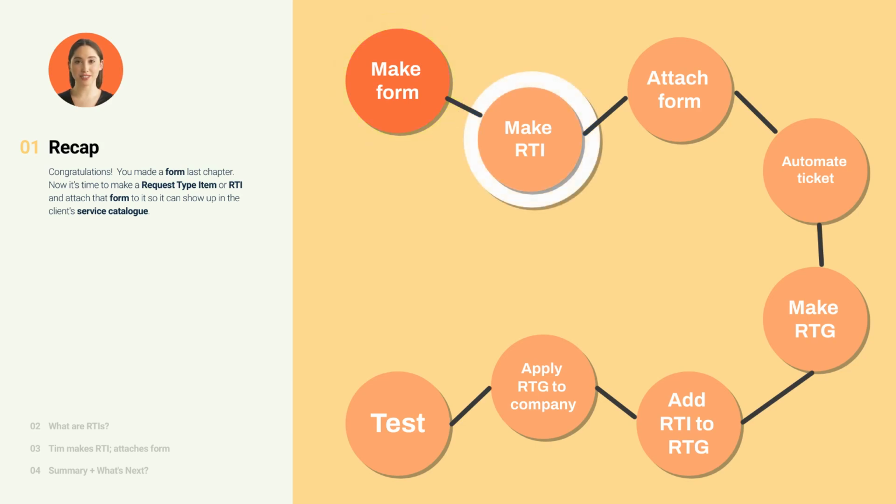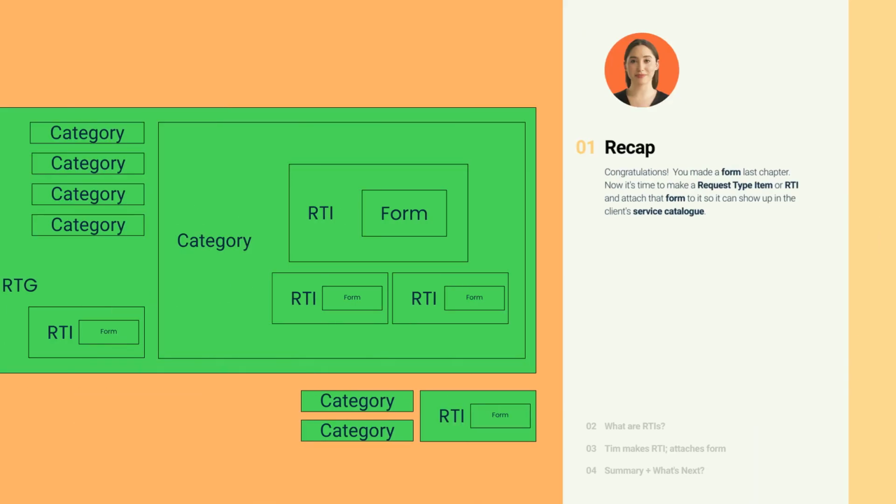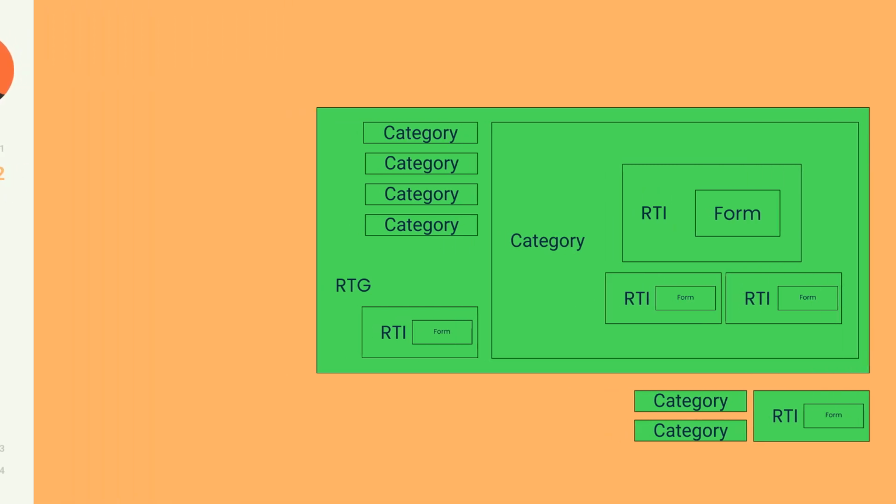In order for the form to show up in the service catalog, you need to attach it to something called a request type item, or RTI. What are request type items? In terms of the service catalog, request type items have two main features. The first is that they are essentially links to forms.